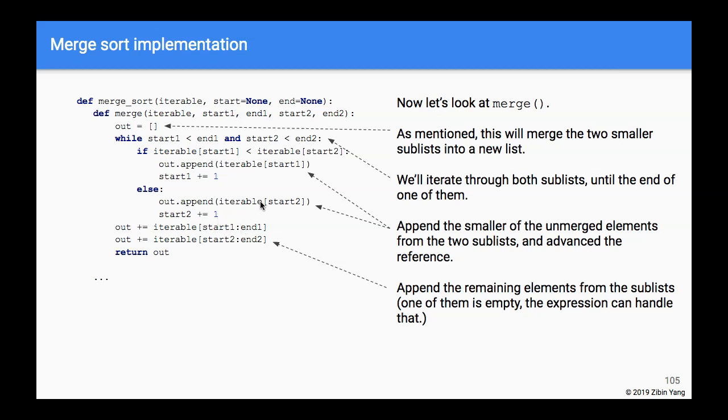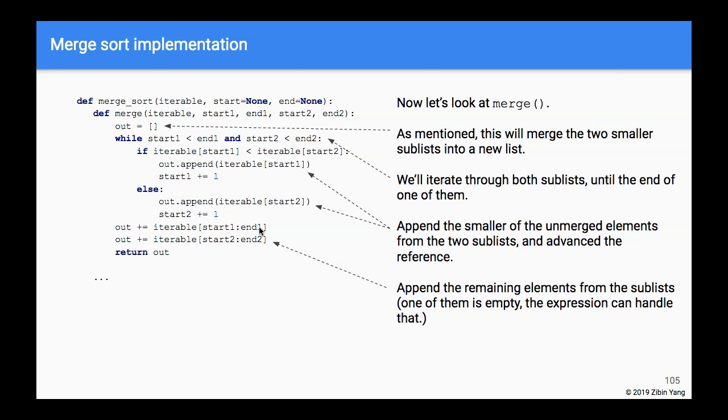Now, once we reach the end of one of the lists, all we have to do is append the remaining elements from the other list. And we can very simply do this blindly for both lists.